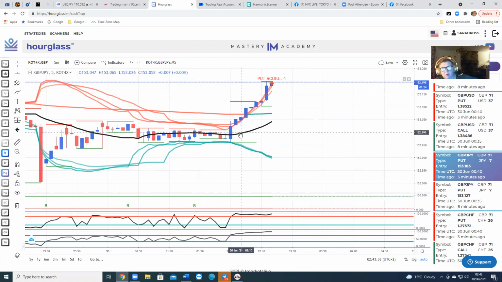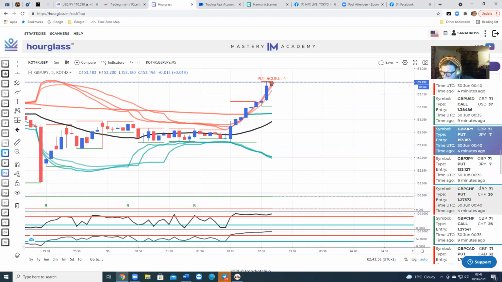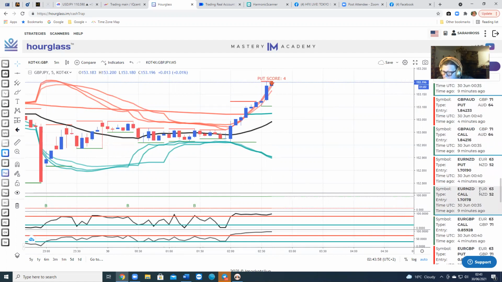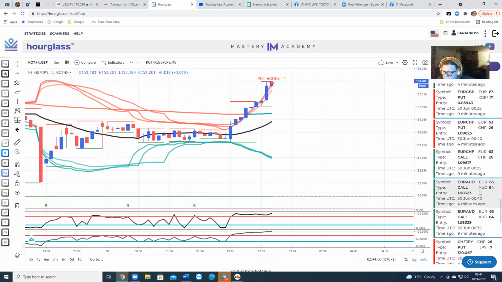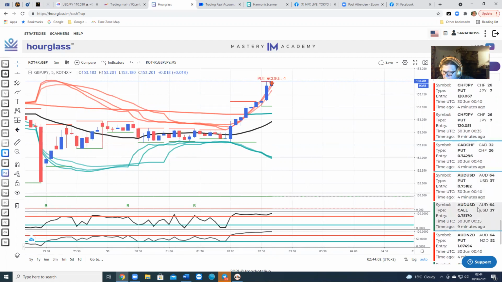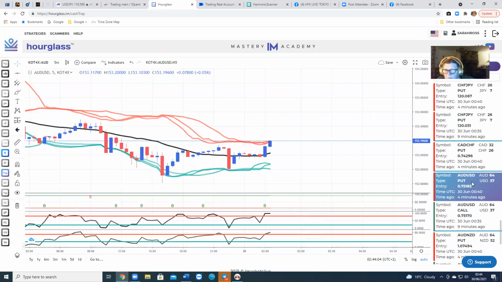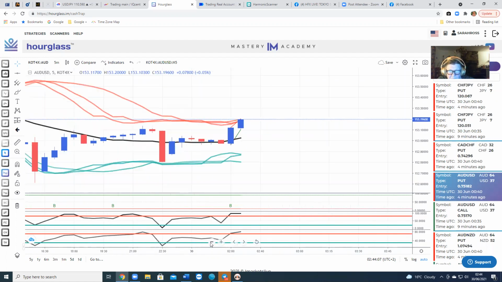So we might have been better off on one of the other scanners than Cashtrap. Maybe I'm just not so used to using them. But we can see from there, 215, there's the 230. And come down to the last couple. AUD/USD 64 to 37. It was a put.